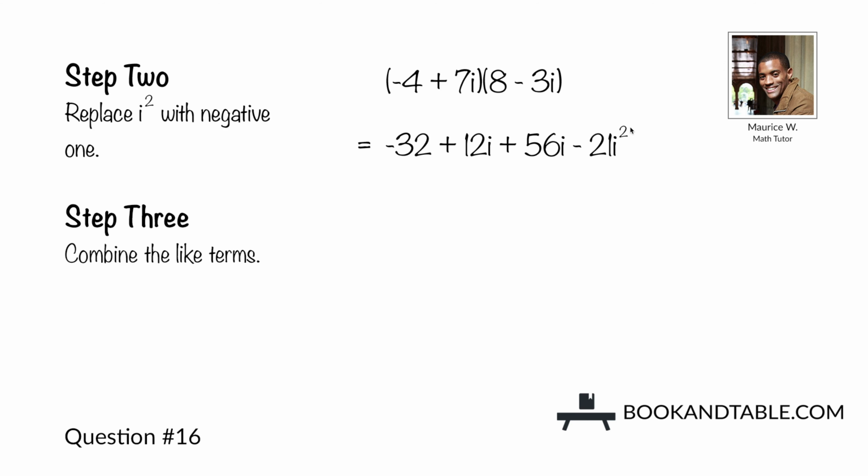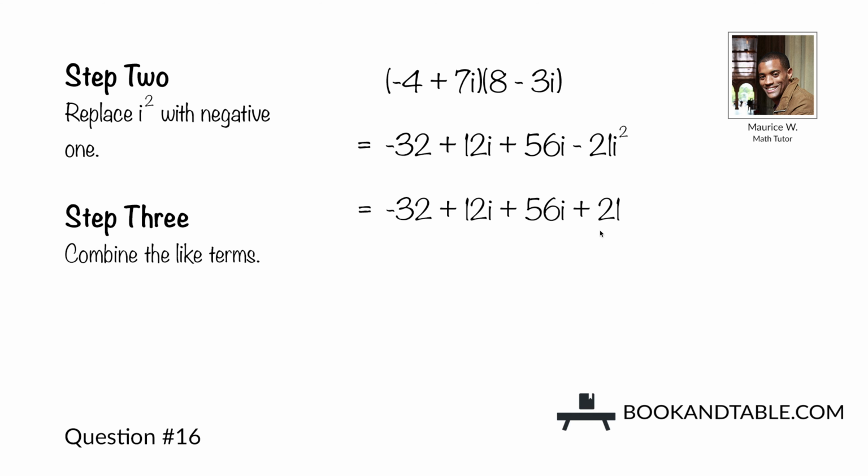And now we want to replace this i squared with negative 1. So that gives us negative 21 times negative 1. And that would be equal to positive 21. So now we have negative 32 plus 12i plus 56i plus 21.